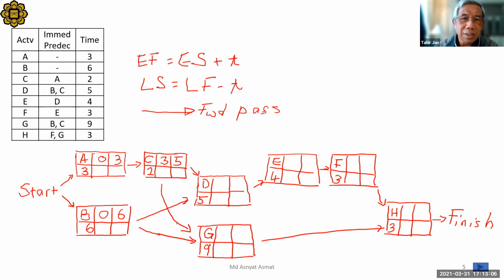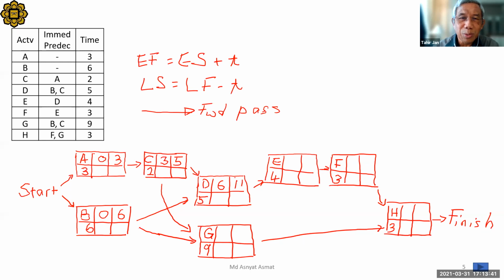Then D, early start 6. How do you know 6? We take the maximum. We have 2 predecessors, so we take the greater early finish. The greater early finish is 6. Then here is early start 6, early finish 11.